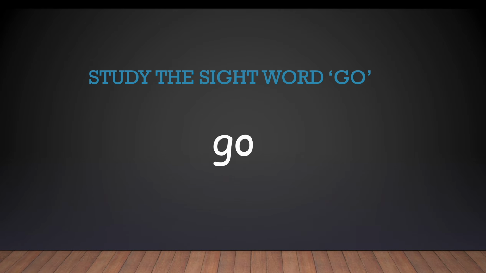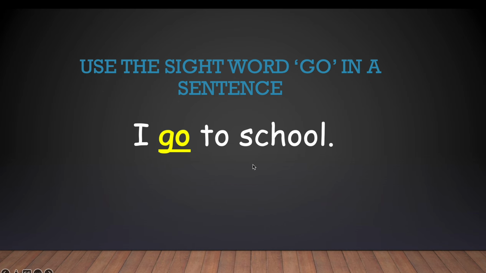Let's spell it. G-O. Let's count how many letters. 1, 2. I see the G, that's a consonant, and it has a tail that goes down below the line. And then an O, remember, is a vowel. It's a short letter. Let's count the syllables in go. Ready? Go. Go has one syllable. Go. Now let's use the sight word go in a sentence.